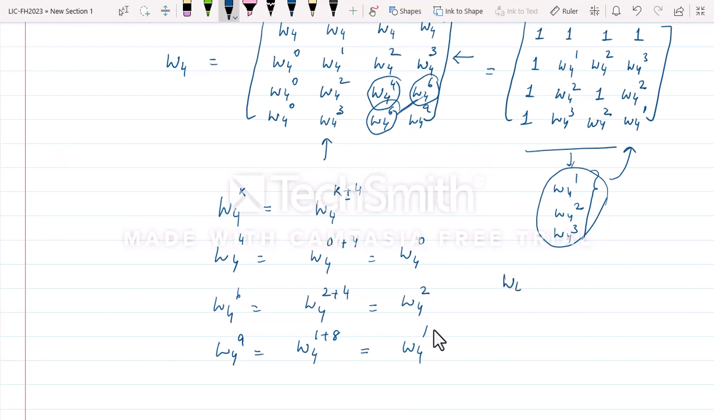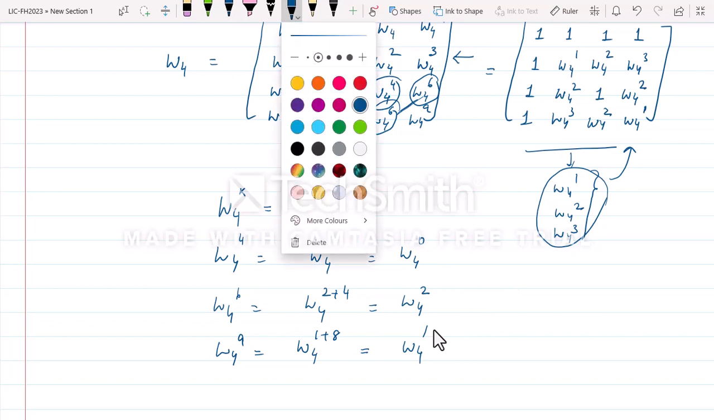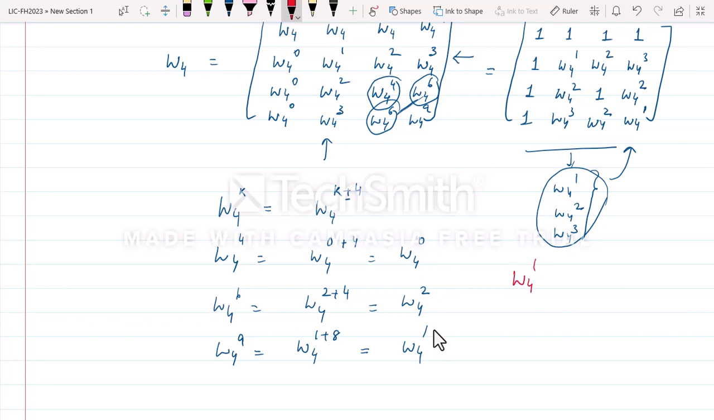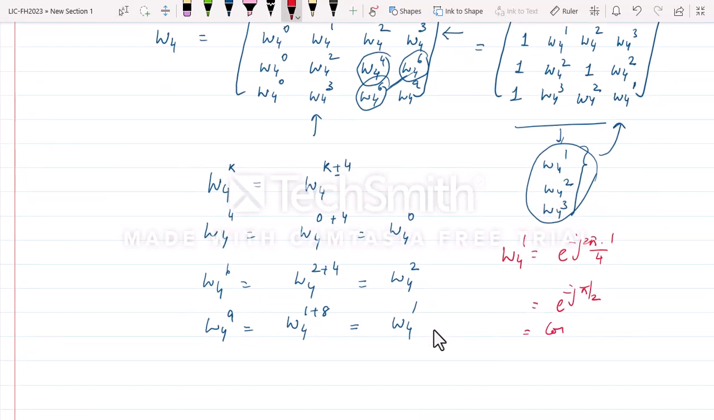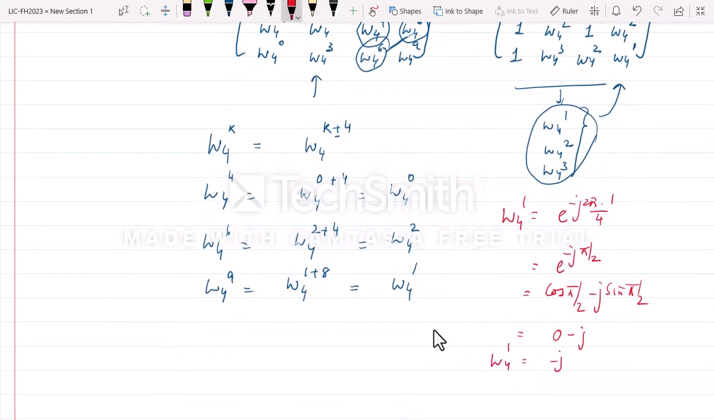Now what is W4 1? So W4 1 is e raised to minus j 2 pi 1 by 4. That's the formula of W. Nothing but e raised to minus j pi by 2. That is equal to cos pi by 2 minus j sin pi by 2. And cos pi by 2 is cos 90, which is 0, and sin 90 is 1. So it is minus j. W4 1 is minus j. This we will remember and we'll fill the table later.